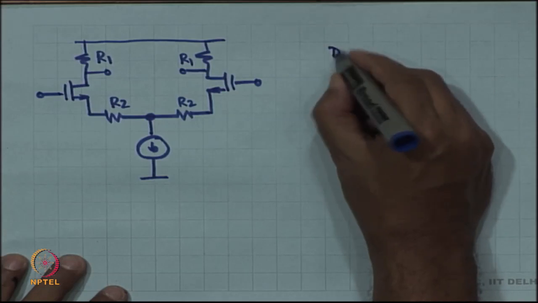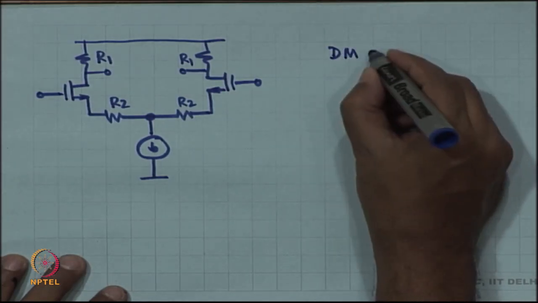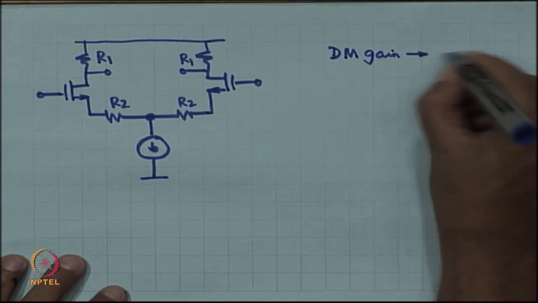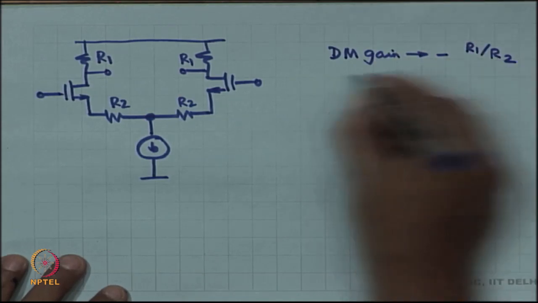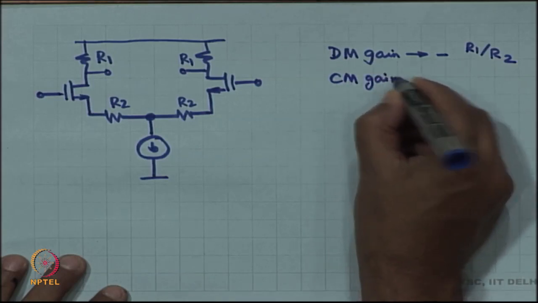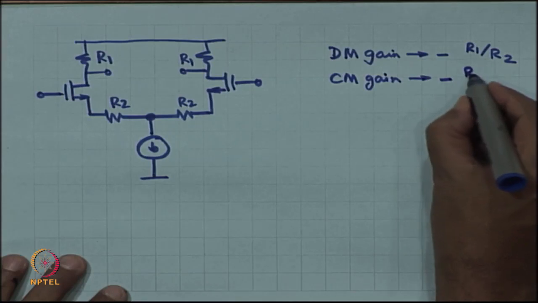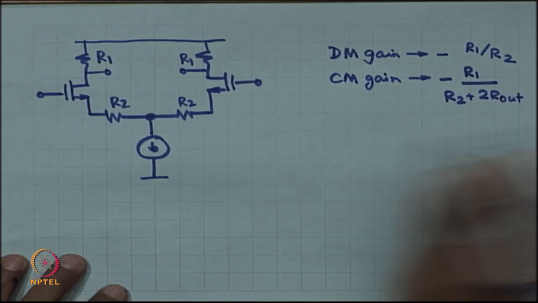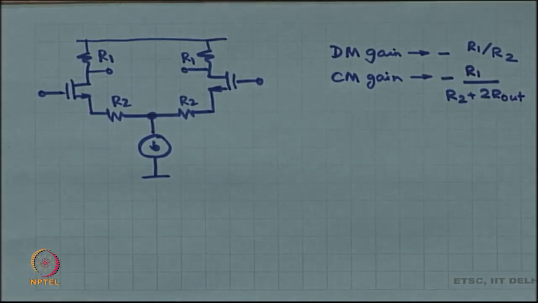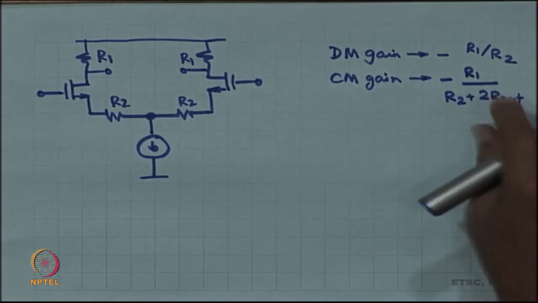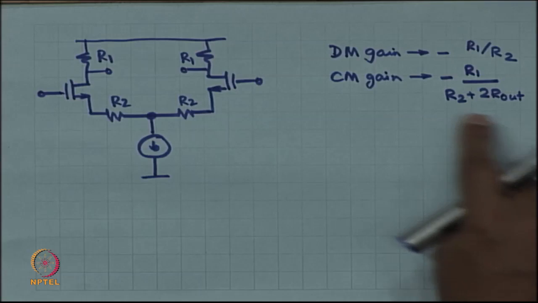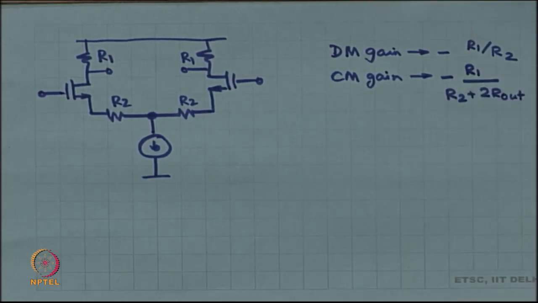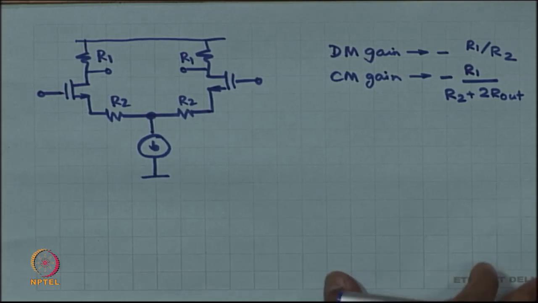So, differential mode gain is approximately minus R1 by R2, CM gain is approximately minus R1 by R2 plus 2 R out. Common mode rejection ratio is going to be differential mode gain by common mode gain. So, that is going to be R2 plus 2 R out divided by R2. All right. Usually CMRR is expressed in decibels. Is this okay?